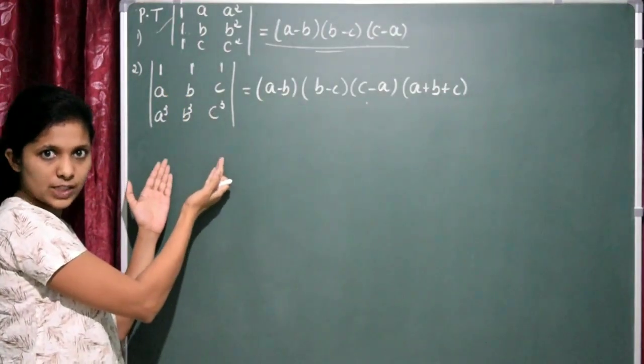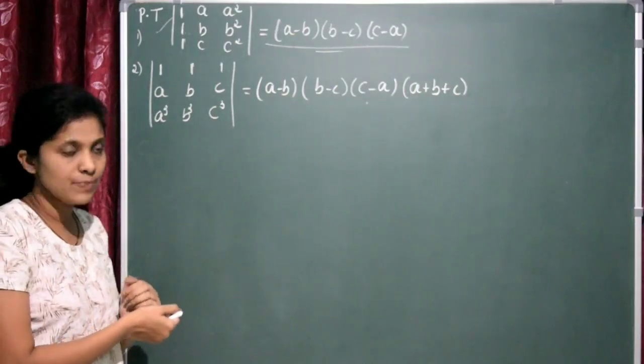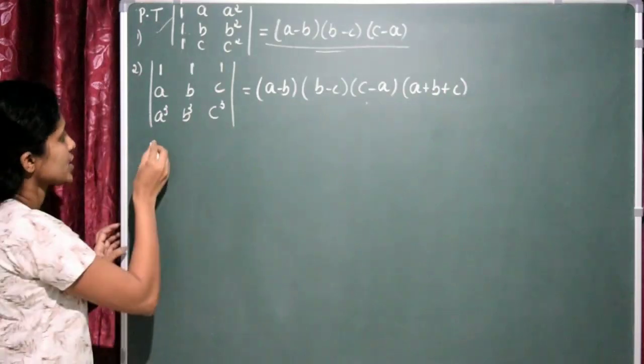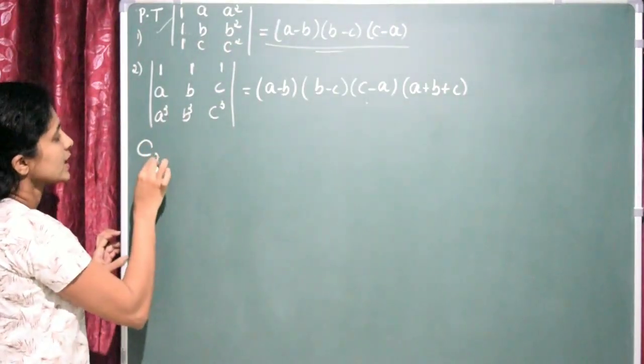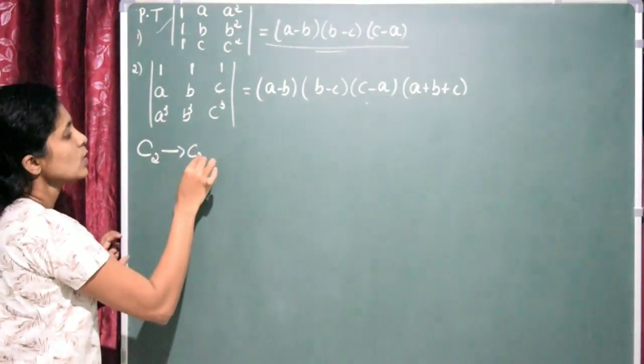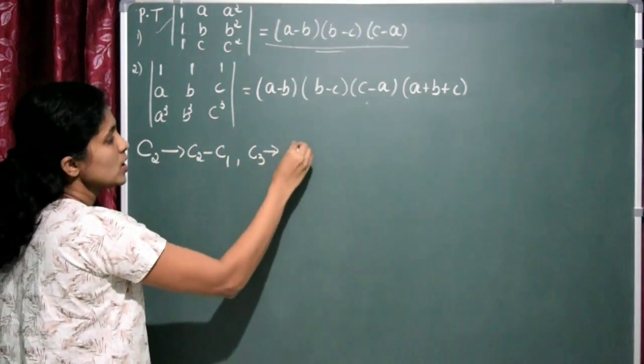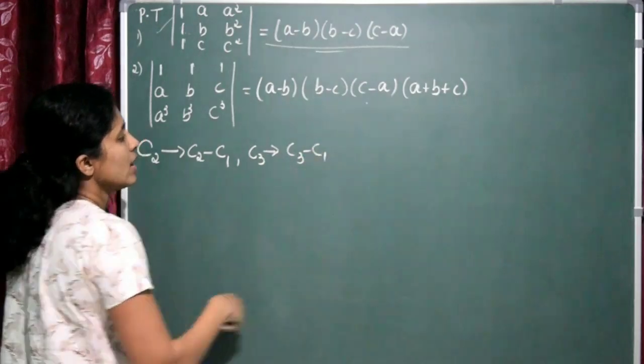Find the transpose of this one, then apply the row operation. Anyway, or else you can go with the column operation only. Here I will do the column operation. That is, I will do C2 changes to C2 minus C1 and C3 changes to C3 minus C1. Now we will do this one.